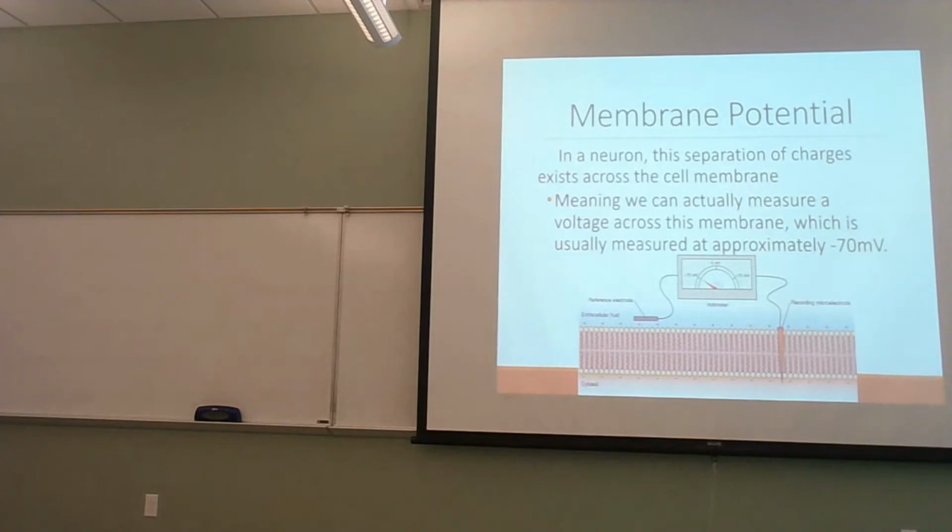Now, don't get hung up on the number. The exact number of this is somewhat irrelevant. Neurons are normally minus 70 millivolts. Muscle cells are a little different. Cardiac SA node cells are a little different again.